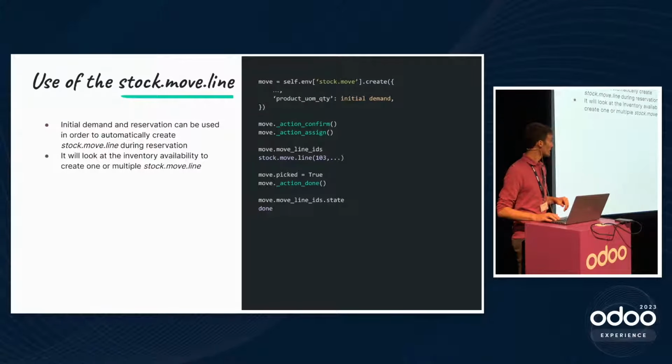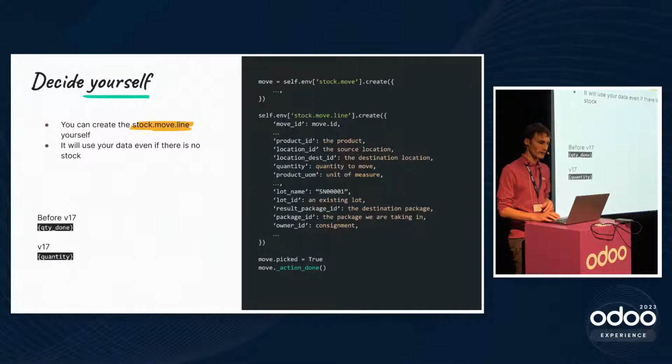But it's not the only way to create stock move lines. We can create stock move lines manually. So once again, I create my stock move, and then I can directly create my stock move lines if I want. Of course, I need to specify the stock move to link the two together, set the product, the two locations, the quantity. Here it will be like the stock move, the quantity that you actually move.